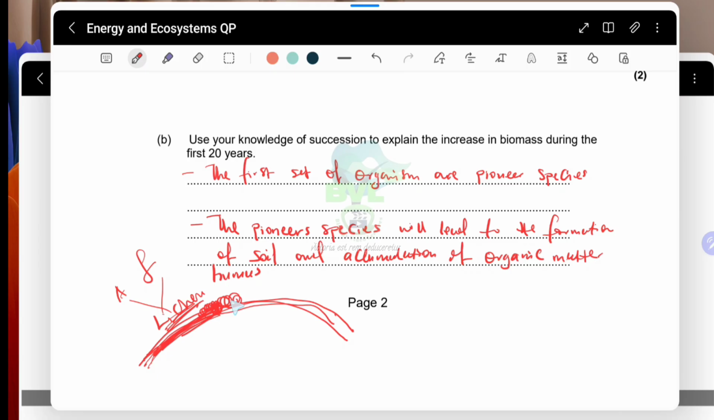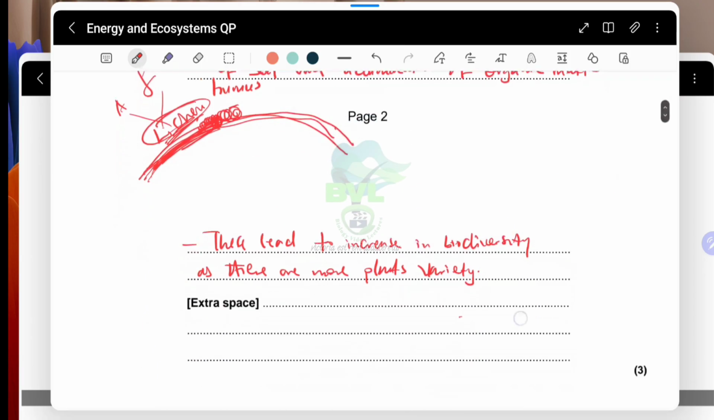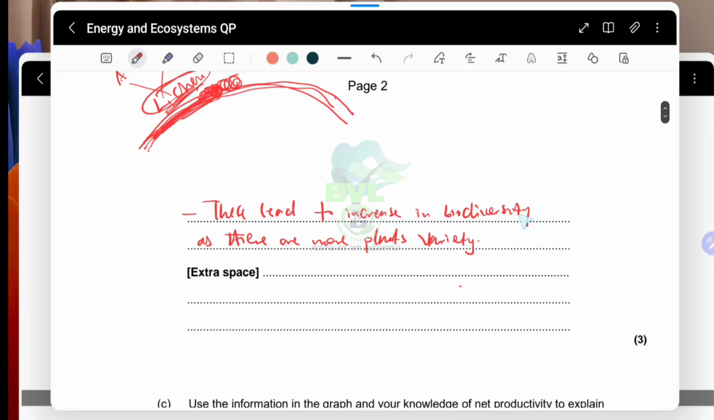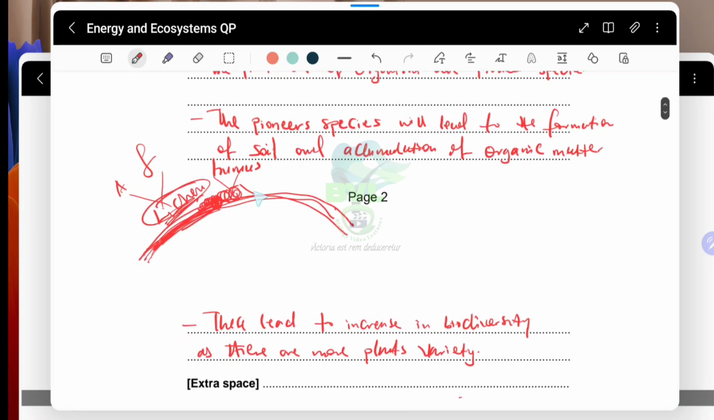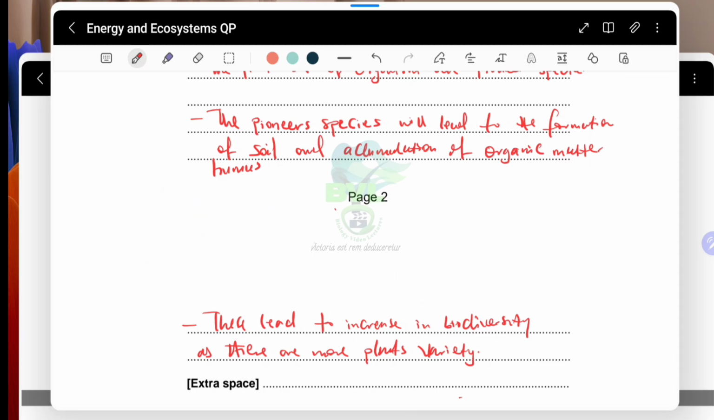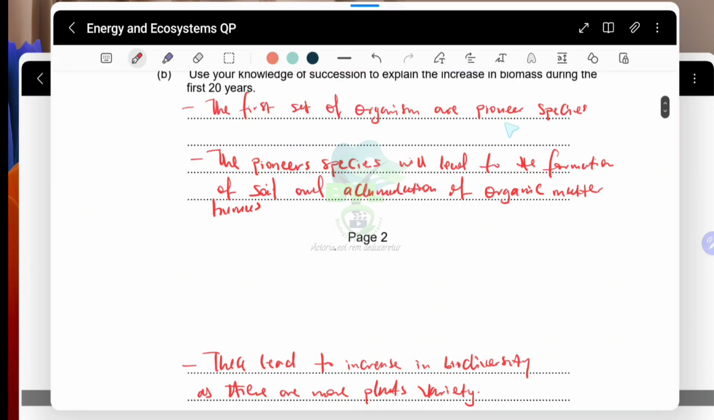The little soil particles plus their own dead matter will form humus, and that will lead to an increase in biodiversity, which means other smaller plants can grow. Then after smaller plants have made the place habitable, bigger plants can then grow. Then you can go on and on until you have a bigger ecosystem as well. So the first thing to remember is that pioneer species has to be mentioned. Then they lead to formation of soil. Soil has to be formed. Then other plants can now grow.